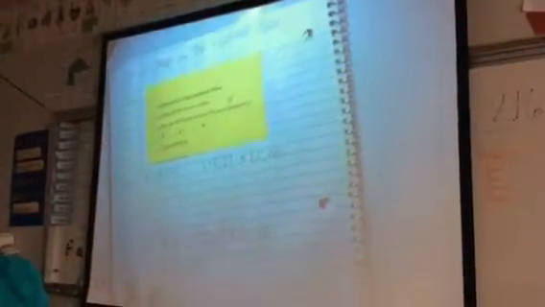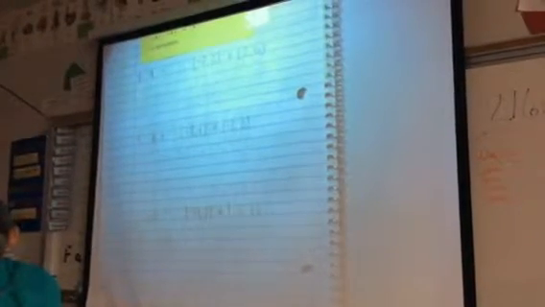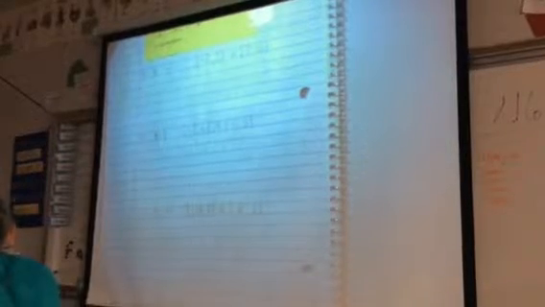Okay? So I have 3 sets of points here. You should have them copied down in your math journal. I have 3 sets of points. And earlier today, I went ahead and I graphed these points.